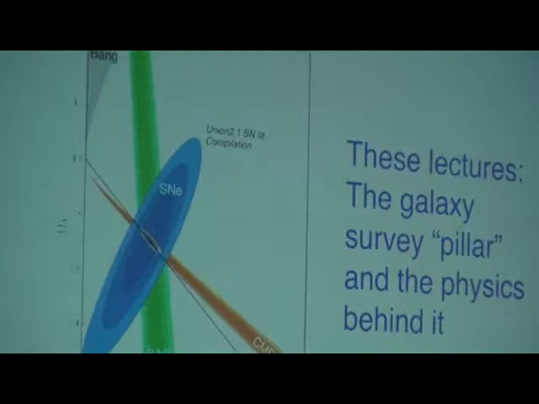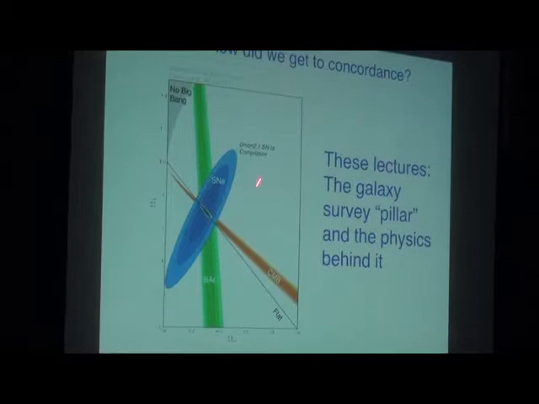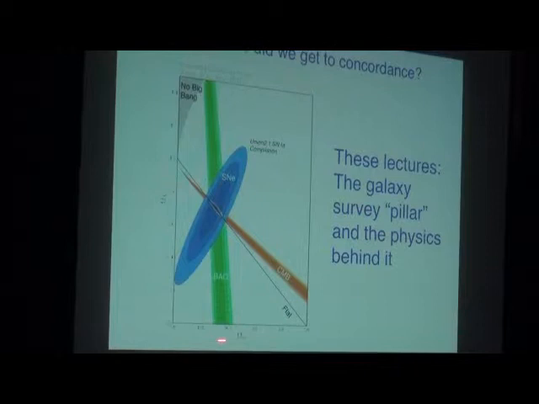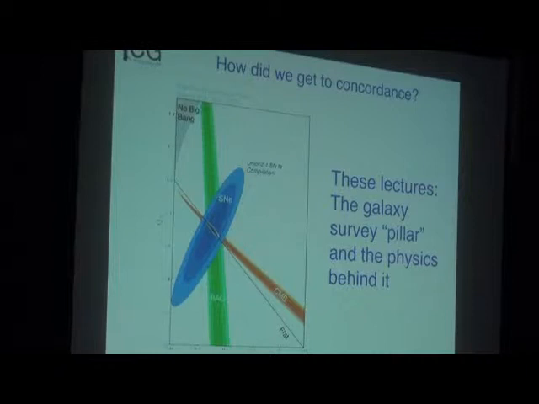So the aim of the lectures is to basically say how we got to the green contours in this plot. This is a plot, it's a bit old now, from 2011, from the supernova team. This is the cosmological matter density, and this is the cosmological density in lambda. And this basically just shows what concordance cosmology is.